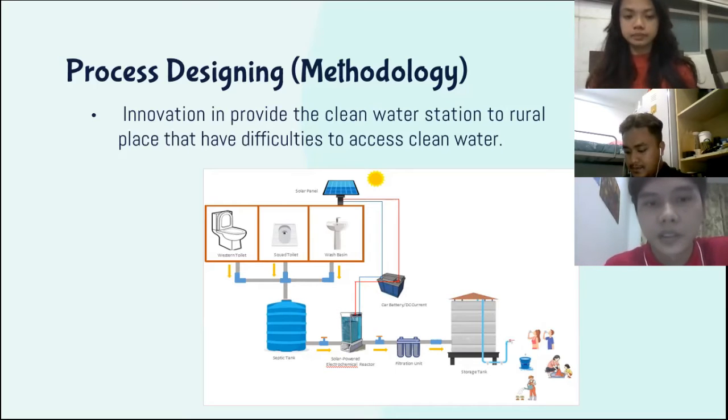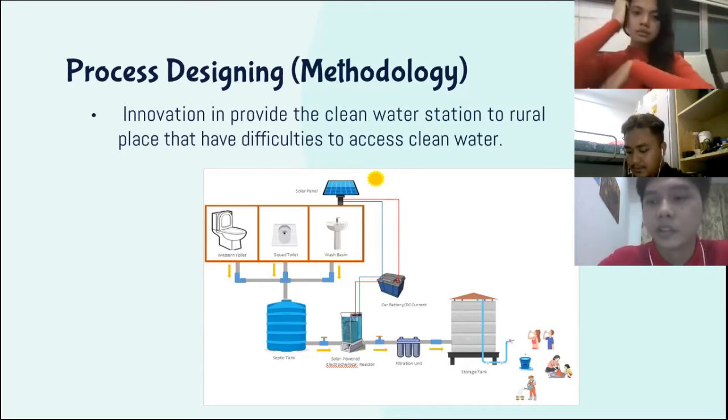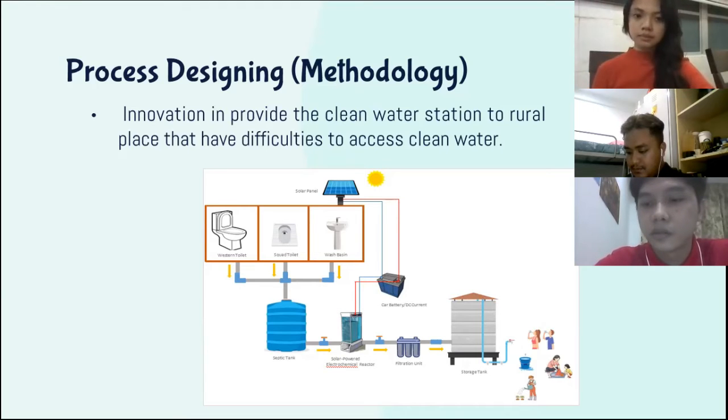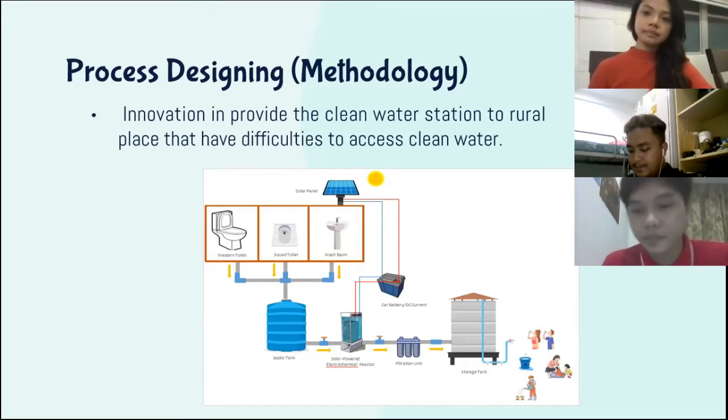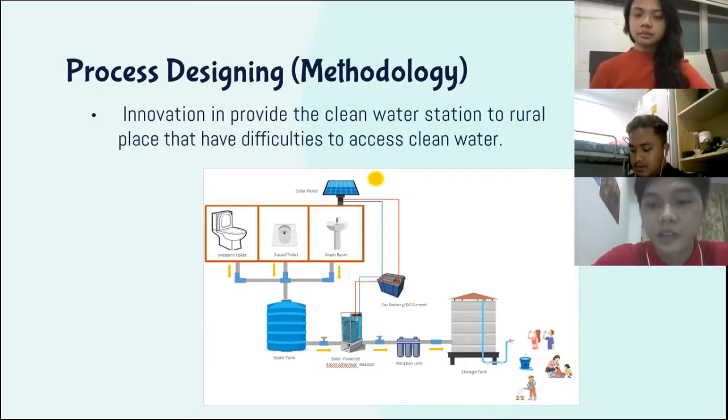Okay, so after the process through the electrochemical reactor, the water will be taken to the particle filter unit or filtration unit to ensure the water is properly clean for community use. And lastly, the clean water is ready to use by the community for their daily life activities.